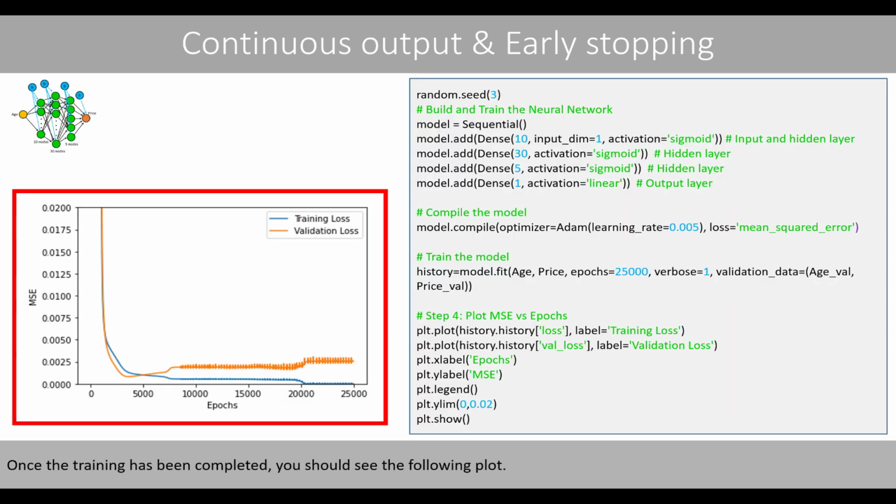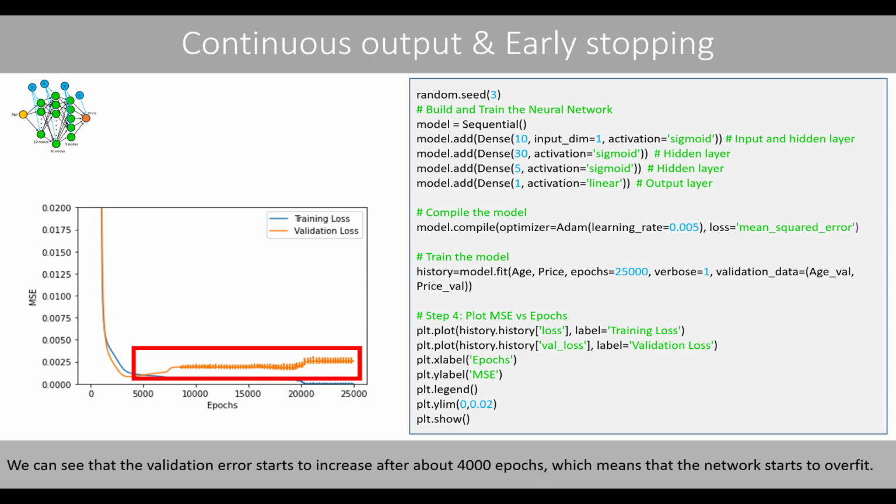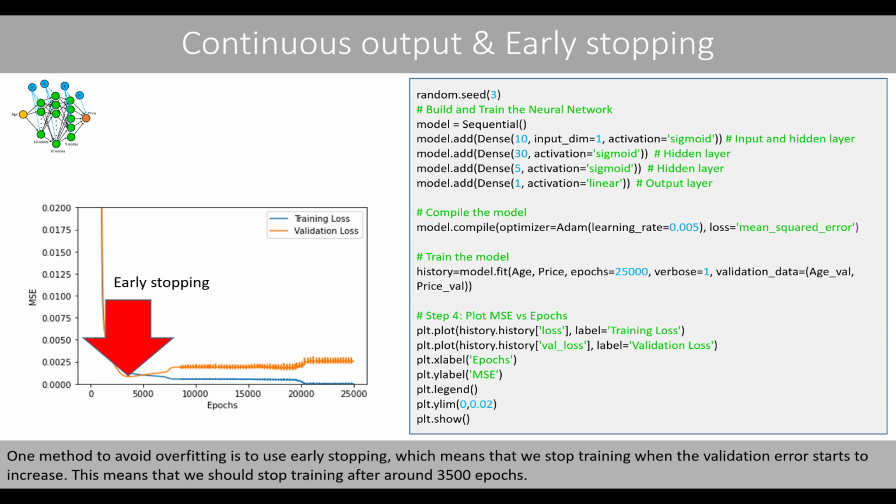Once the training has been completed, you should see the following plot. We can see that the validation error starts to increase after about 4000 epochs, which means that the network starts to overfit. One method to avoid overfitting is to use early stopping, which means that we stop training when the validation error starts to increase. This means that we should stop training after around 3500 epochs.